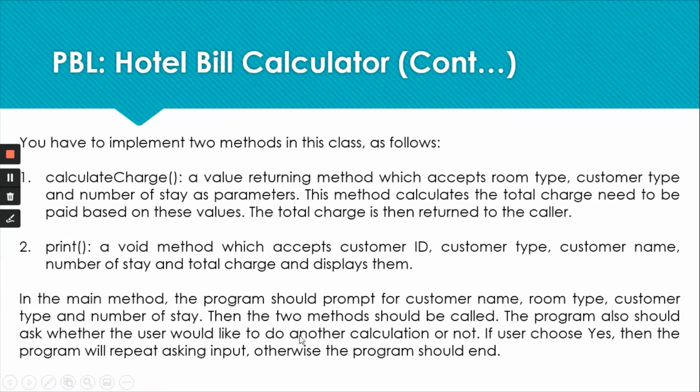Okay, the program also should ask whether the user would like to do another calculation or not. If the user chooses yes, then the program will repeat asking input. Otherwise, the program should end. So basically, you're going to have a main and then the calculateCharge method and also the print method.